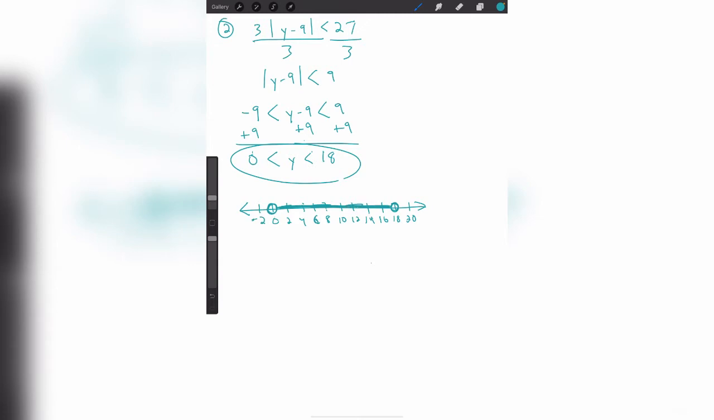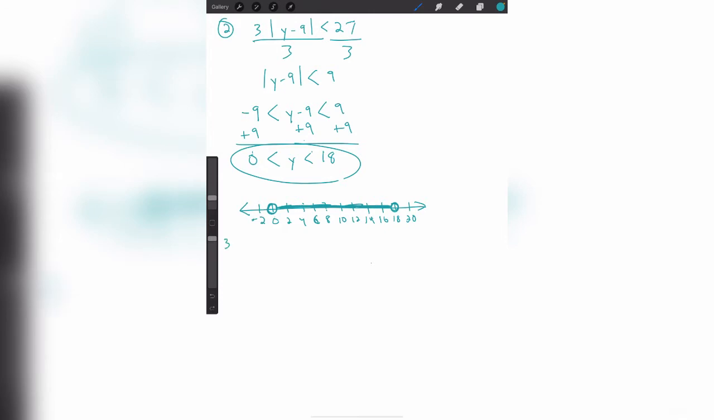All right, all these values. So like 6 would work, 8 would work, 10 would work, 9, 7. Even though I count by 2s, even the odd numbers would work. And also decimals, right? So any number between 0 and 18, and that's how I would graph it.